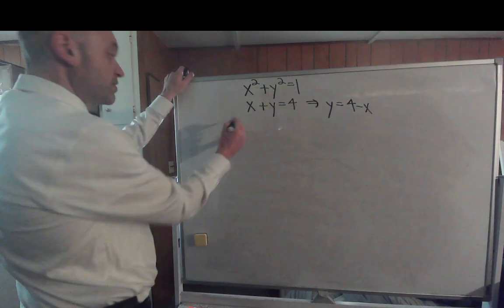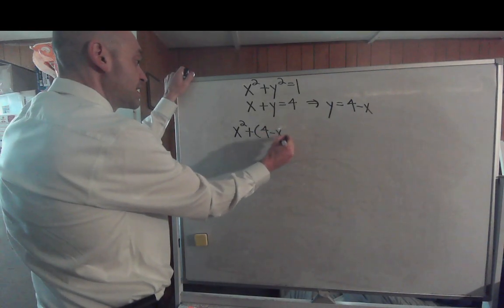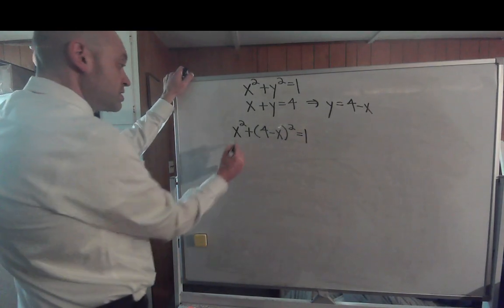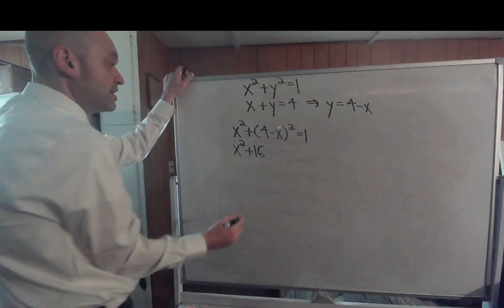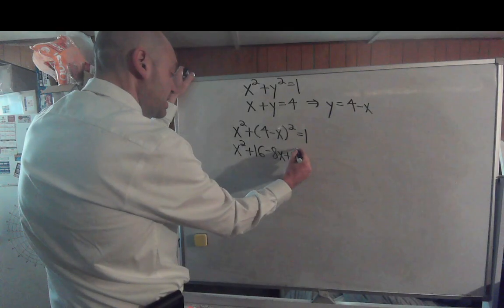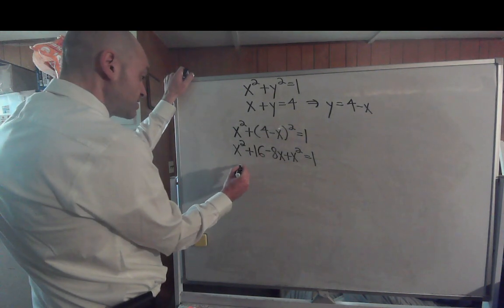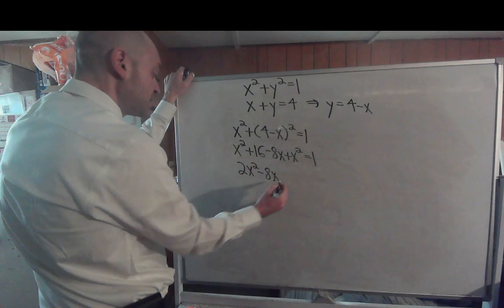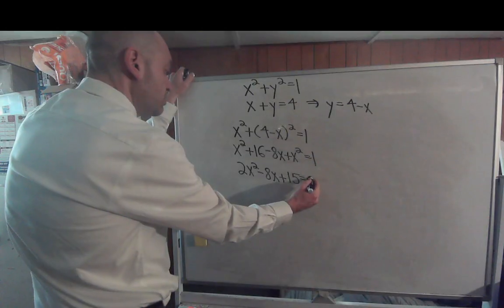So put that into your first equation. You'll have x squared plus the quantity 4 minus x squared, which would equal 1. So that would give you x squared plus 16 minus 8x plus x squared equals 1. So that's going to end up giving you 2x squared minus 8x plus 15 is equal to 0.